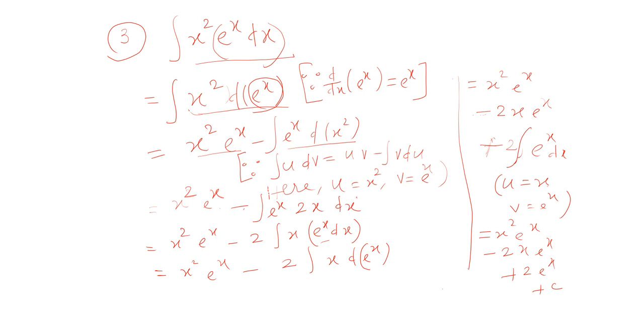Again group e power x dx here. I need to apply integration by parts for the second time. This will get reduced to x square e power x. Let me just underline x square e power x minus 2x e power x, minus into minus plus 2 integral e power x dx. I am not going to write the formula. What my u is, what my v is, I am writing.